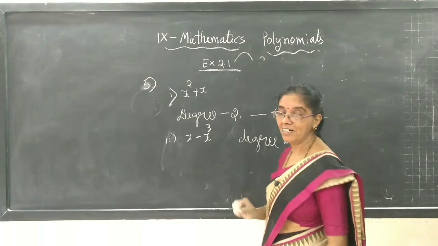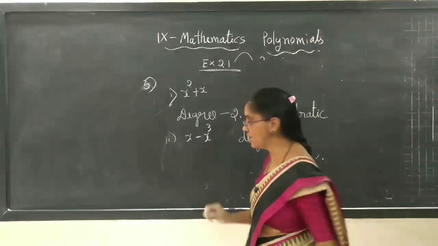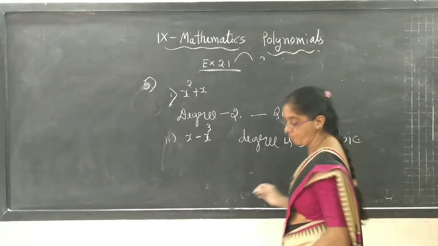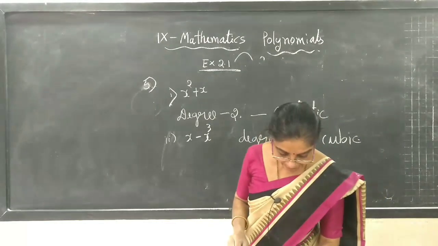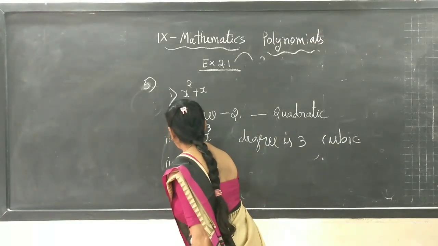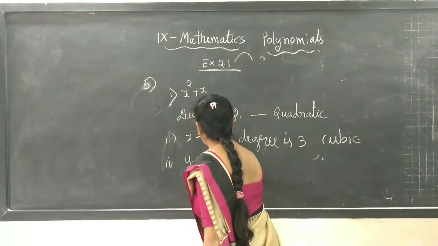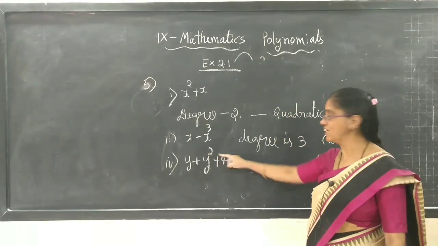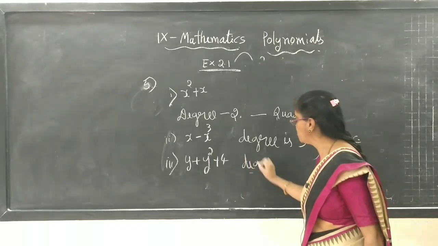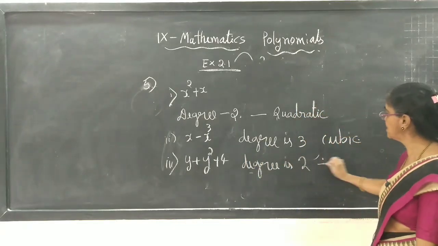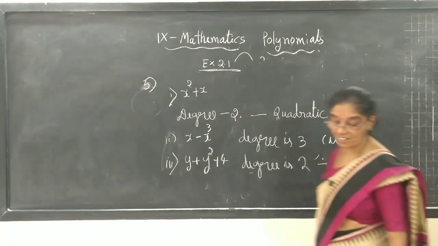So, if the degree is 3, it is called a cubic polynomial. Third one, y plus y square plus 4. In this case, what is the highest power? 2. So the degree is again 2. If the degree is 2, what do we say? It is a quadratic.